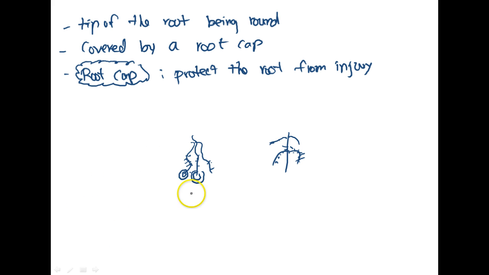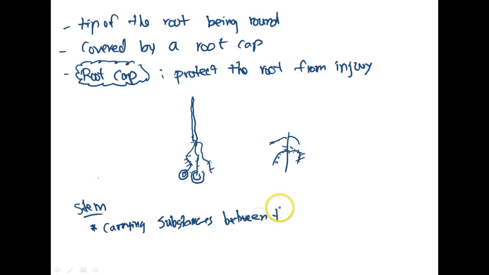Now, if this is the bottom of it, we have to start to work our way up, and the way we work our way up is through something that is called a stem. A stem is responsible for carrying substances between the root and leaves. It also provides support, and there are two different types of stems.